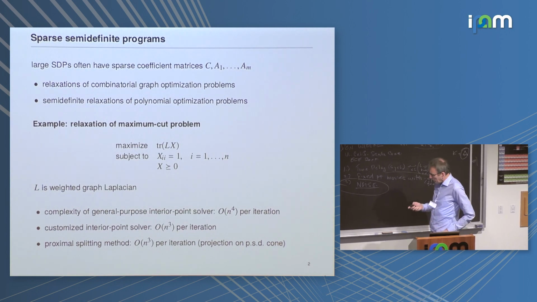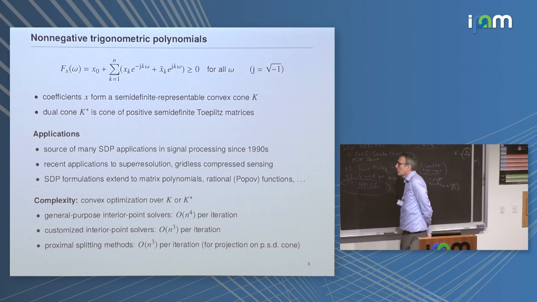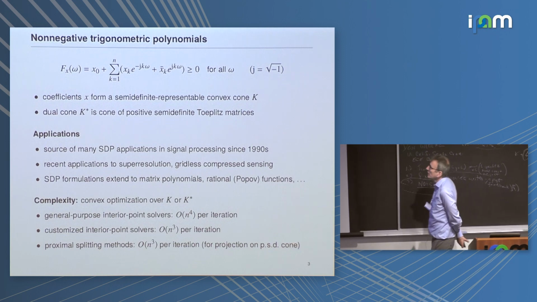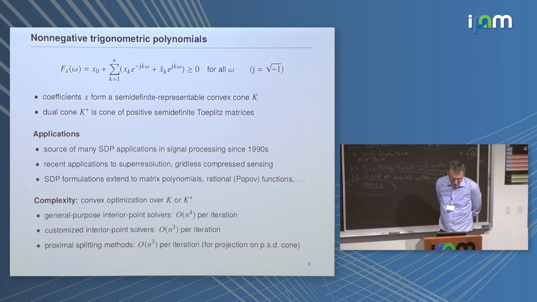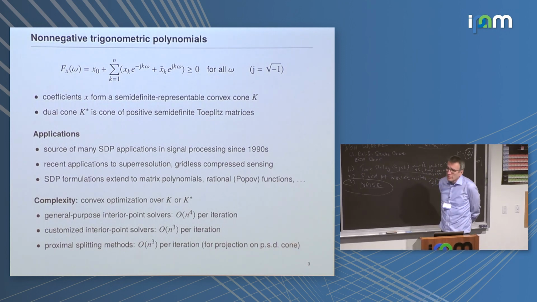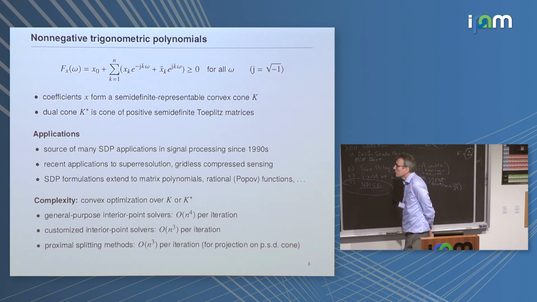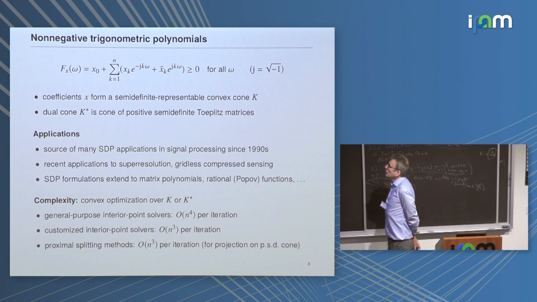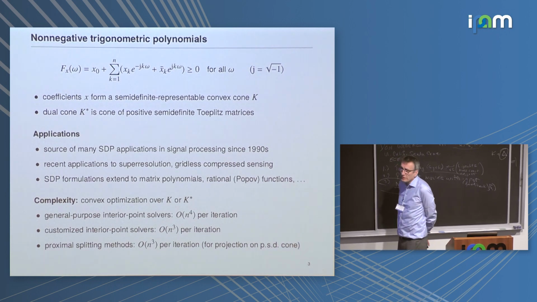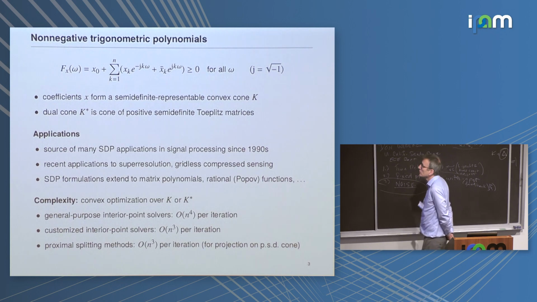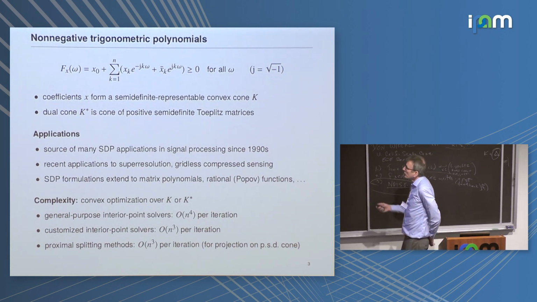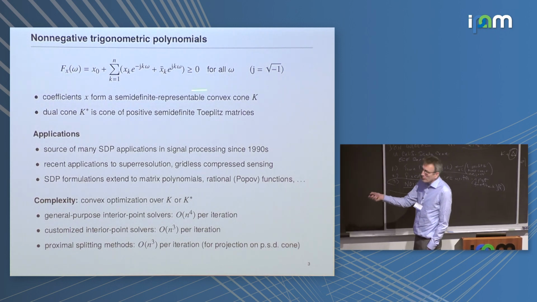And a similar observation can be made in many control applications. So many of the applications of semi-definite programming in control and system theory in the 1990s and 2000s were related to sum of squares theorems about non-negative polynomials and trigonometric polynomials. So maybe the simplest example of that is a non-negative trigonometric polynomial.